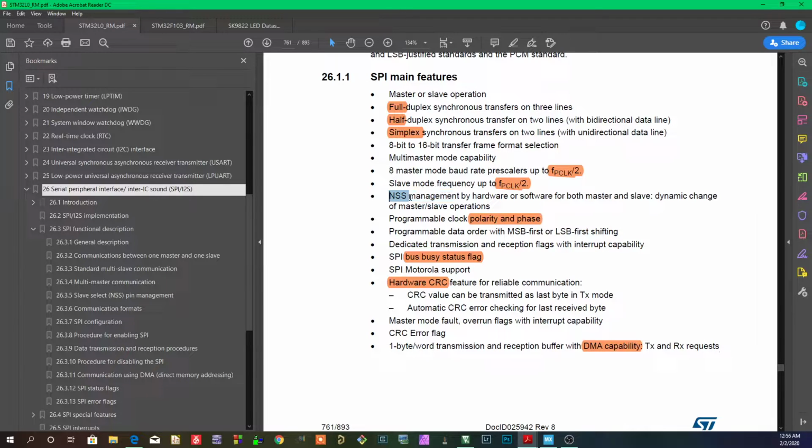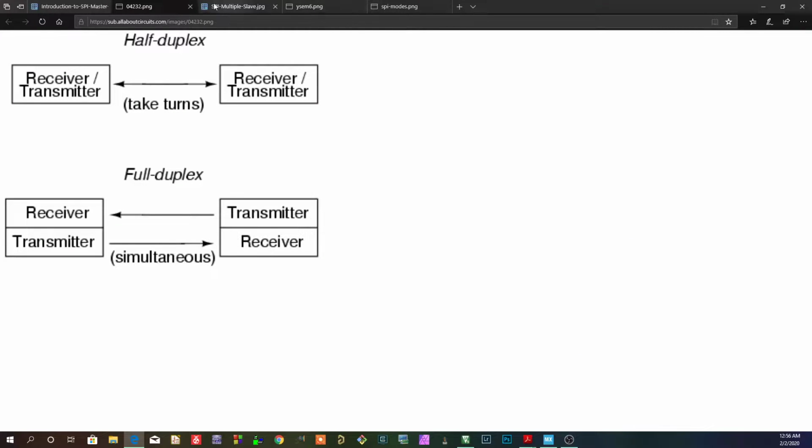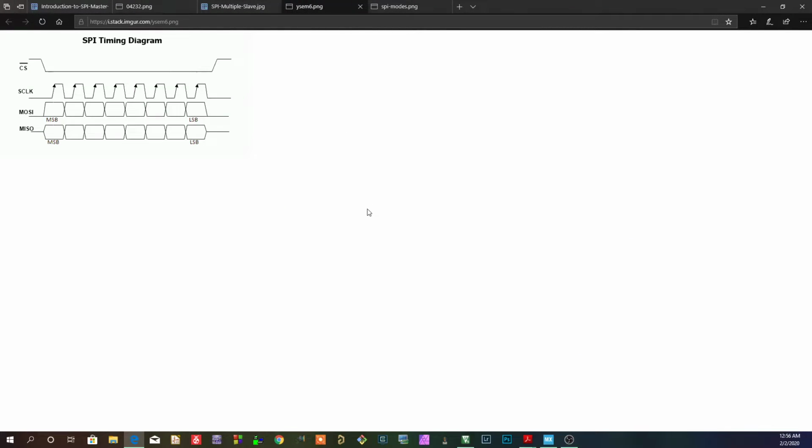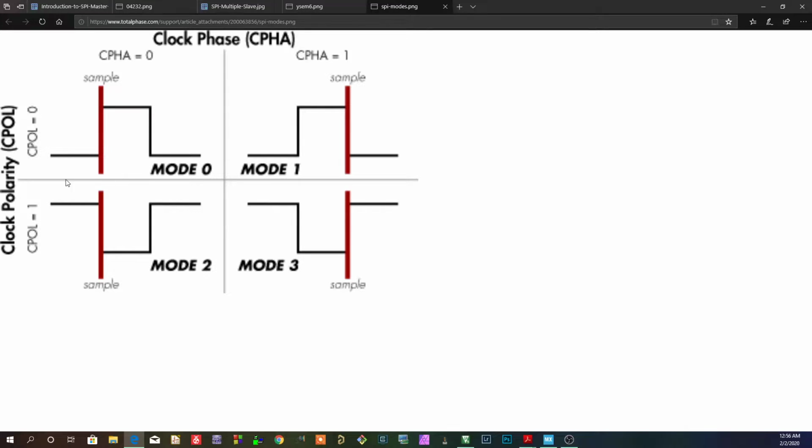Then this talks about NSS management, and I'll explain that in the next video. But right now we're talking about the programmable clock polarity and phase. So what does that mean? And again, I have a nice handy dandy diagram for you. Okay, so clock polarity and clock phase.